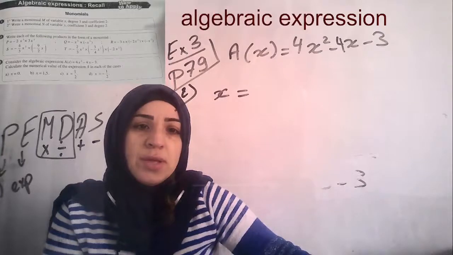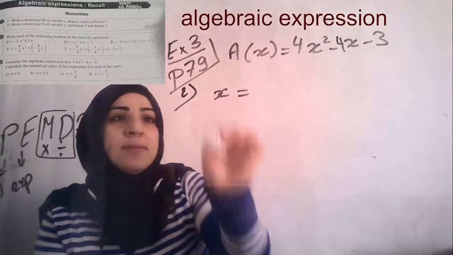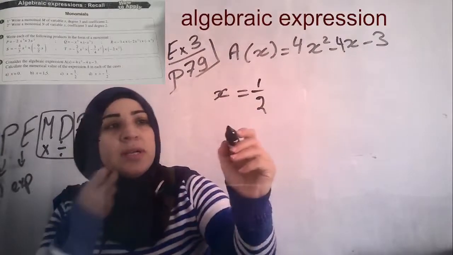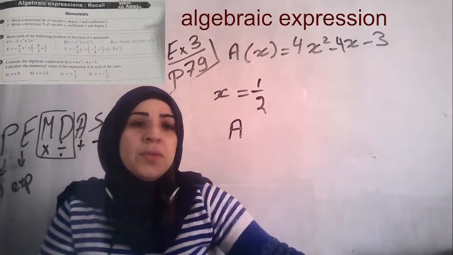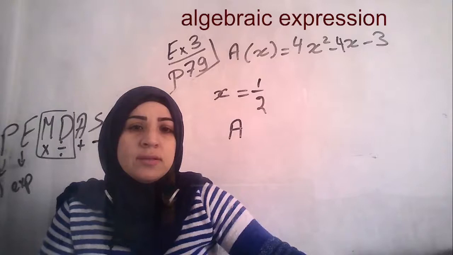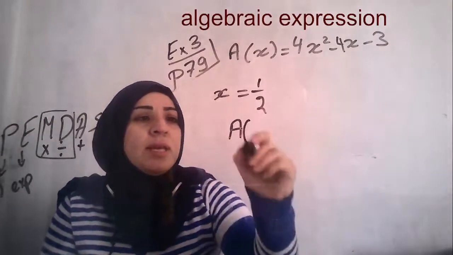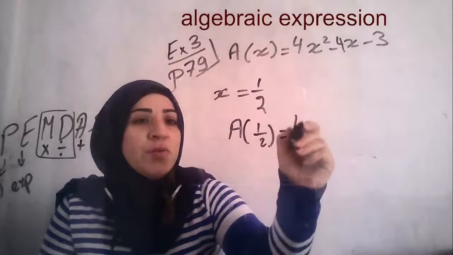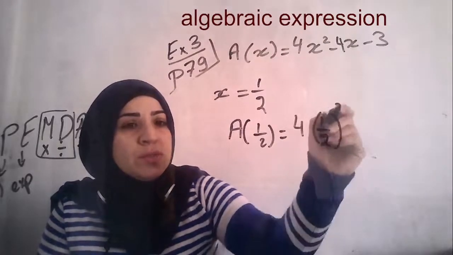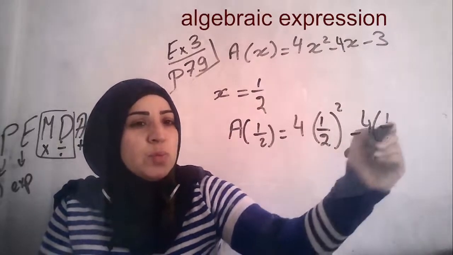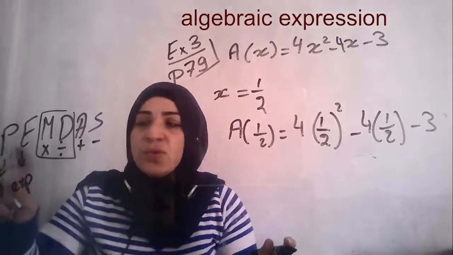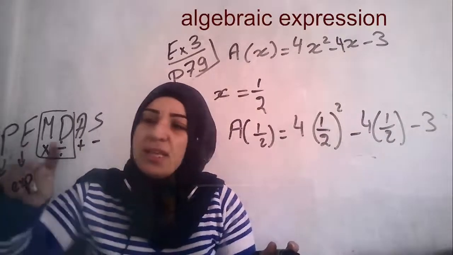Okay, let's do it together. If x equal 1 over 2. What should I do here? It's a of 1 over 2. Okay. A of 1 over 2 is 4x squared. So it's 4 times 1 over 2 whole squared minus 4 into 1 over 2 minus 3. As we said here, priority goes for exponent, then multiplication.